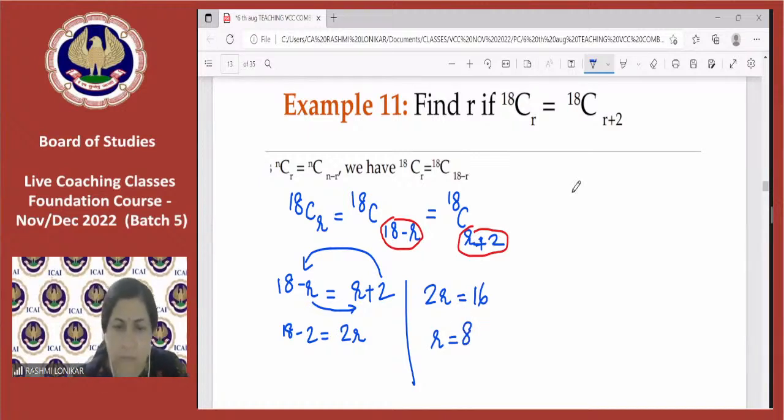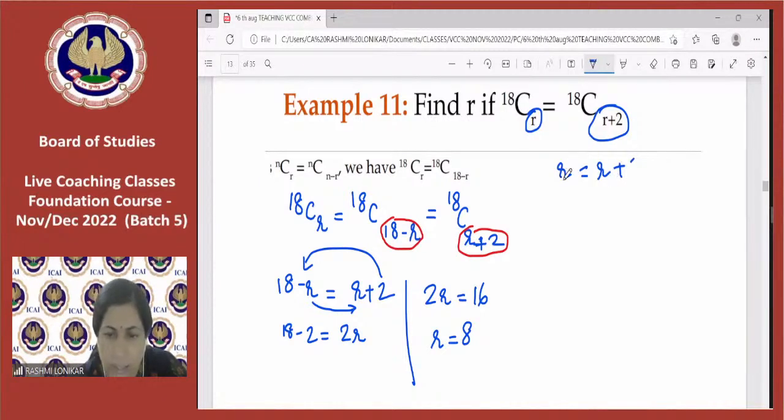Is that clear? Now you may say, ma'am, why didn't you equate it here itself? Why didn't I equate R and R plus 2? So here what is happening is, if I say R is equal to R plus 2, R will get cancelled on both sides and 0 is equal to 2.